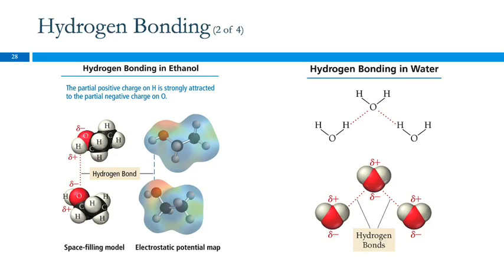Any questions? Does it matter which hydrogen attaches to the oxygen? It doesn't matter which hydrogen is attached to the oxygen, as long as there's a hydrogen attached to the oxygen, then you can have hydrogen bonding. But these hydrogens attached to the carbons are not the part that's going to be attracted to this oxygen.